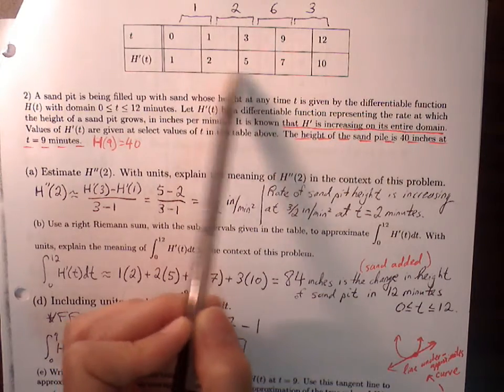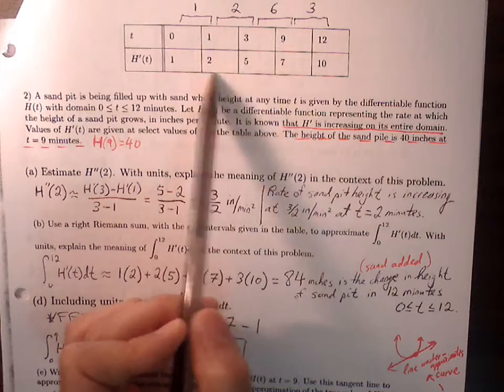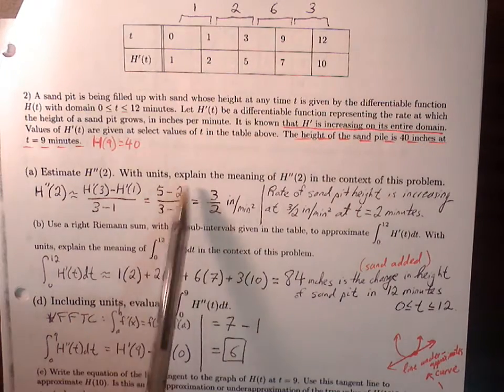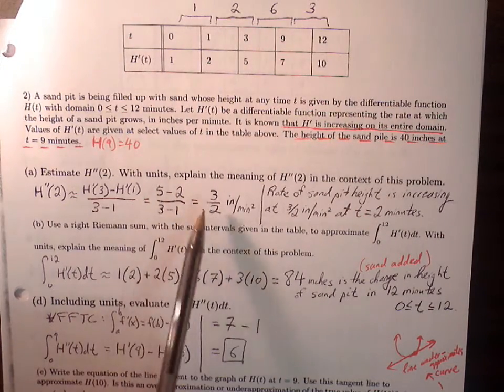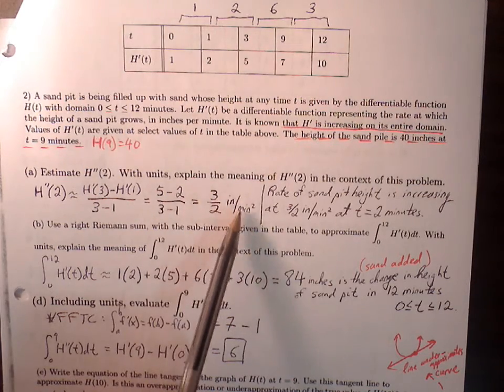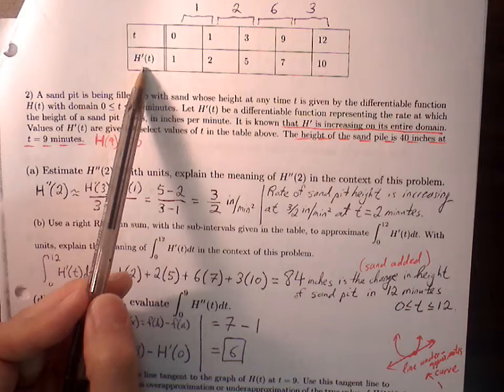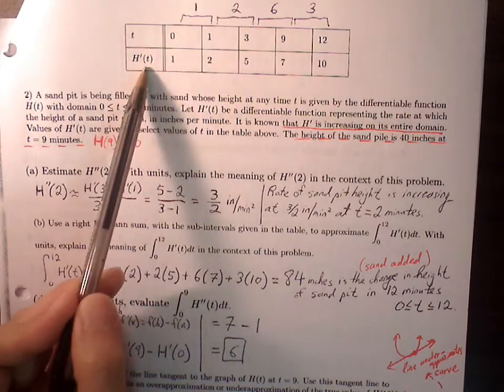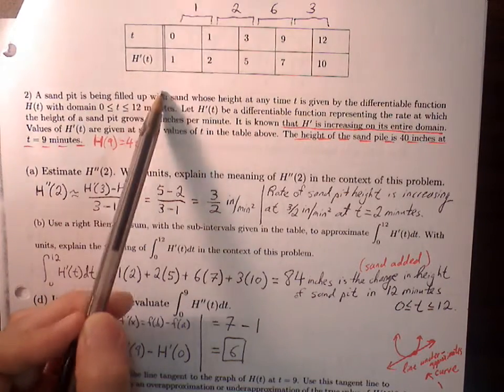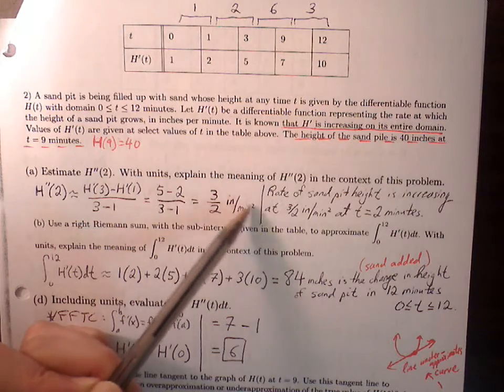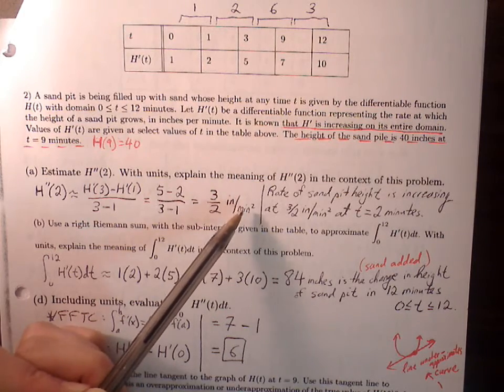So change in y over change in t, or change in y over change in x. 5 minus 2 over 3 minus 1, we get 3 over 2. And our units of measure is going to be inches per minute squared, right? This is inches per minute, so anything that is a rate of change of inches per minute is going to then turn into inches per minute squared.